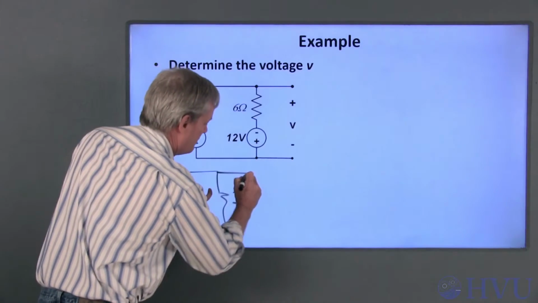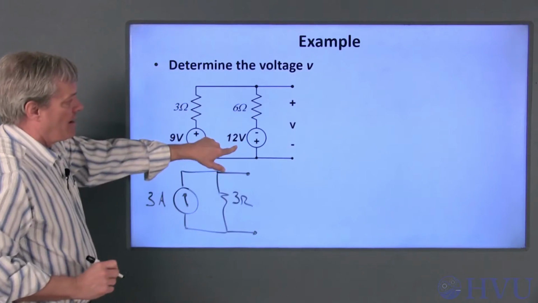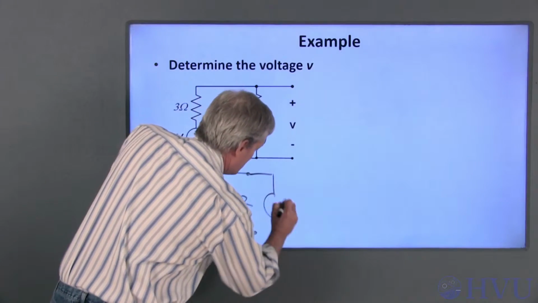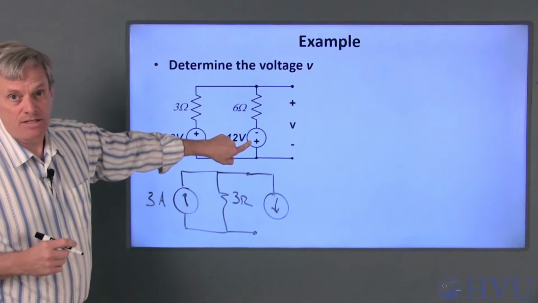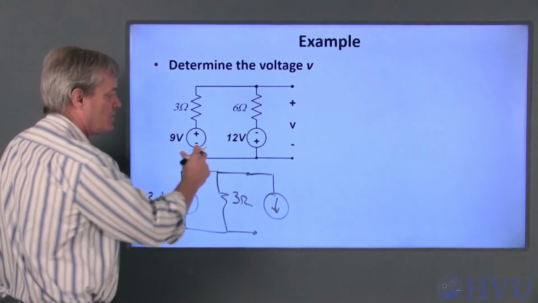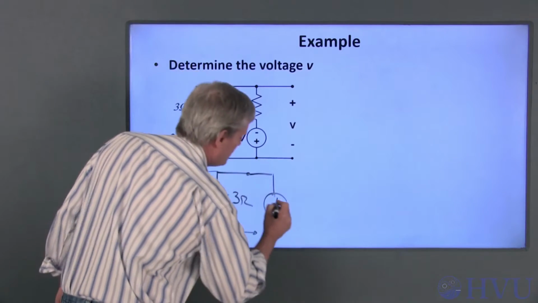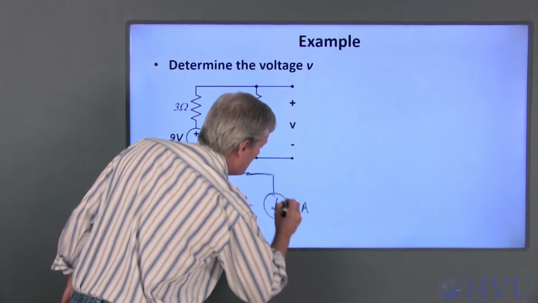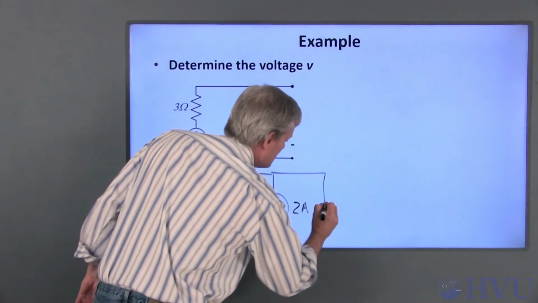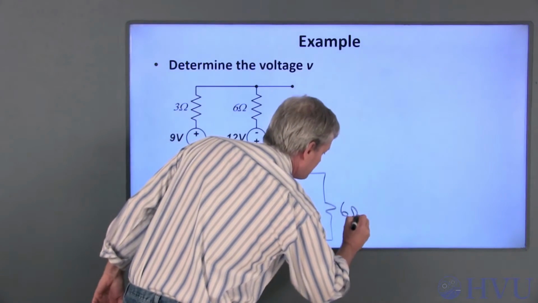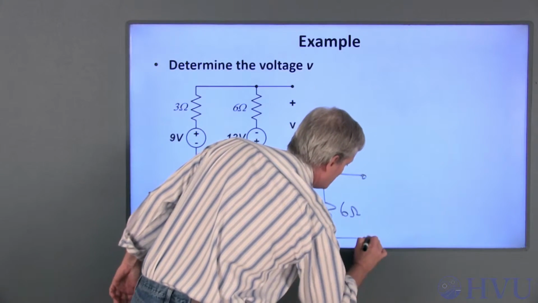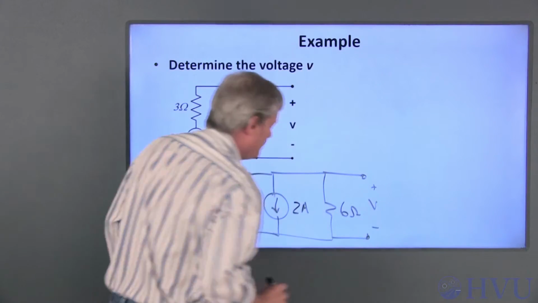This combination is connected here. It's a current source. Its direction is going to be this way because the positive terminal is down here on this voltage source, and its current's going to be 12 volts over 6 ohms, or 2 amps. And that is in parallel with this 6 ohm resistance. And this is the voltage V that we want to find.